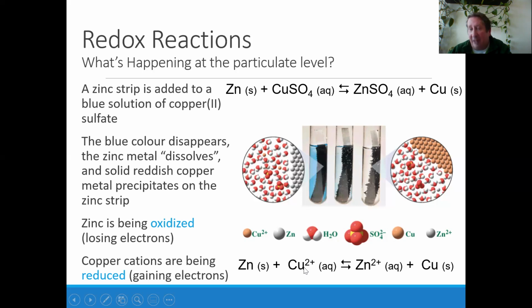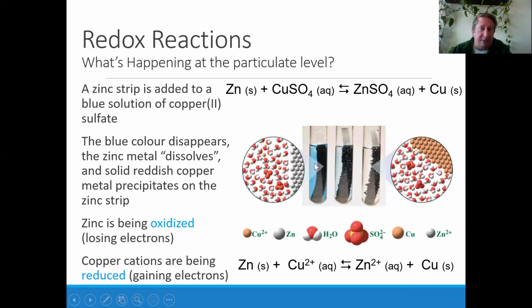Copper 2 plus is gaining 2 electrons to become copper metal, the precipitate. So this reaction is definitely spontaneous, meaning it goes to completion. It's got a very, very large equilibrium constant. That's a better way to say what spontaneous means. The equilibrium constant is greater than 1, so it favors the products.